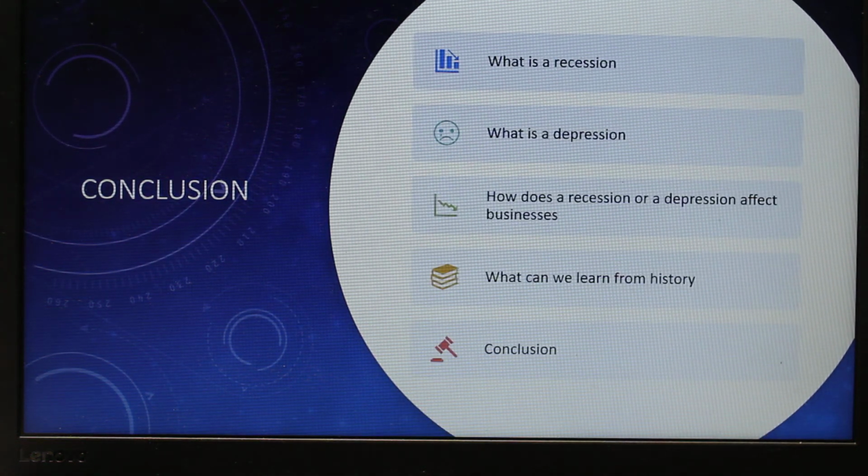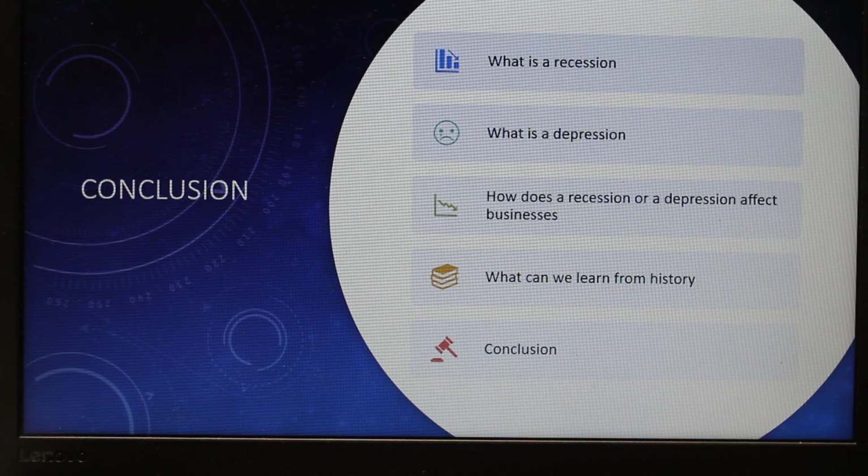Now, what can we conclude? What's a recession? We said a recession is a decline in economic output or GDP for 2 consecutive quarters. A depression is a decline in GDP for more than 2 consecutive quarters. So 3, 4, 5, etc. is a depression. How does a recession or depression affect businesses? We know that there will be a fall in demand for non-essential goods. There will also be scrutiny on credit. There will also be high unemployment. So there will be challenging times in a recession.